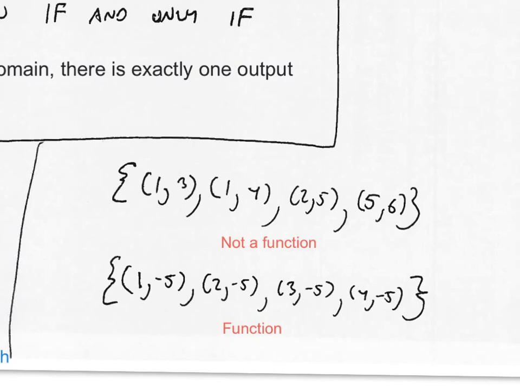In the list of ordered pairs, the top set of ordered pairs is not a function because the input of 1 has outputs of both 3 and 4.